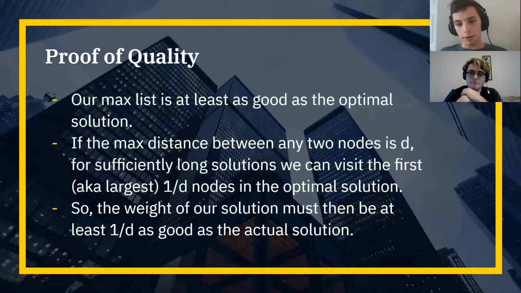And if we consider a graph with connectivity D, we know that the length or the distance between any two nodes in our goal list, in the list our algorithm produces, will be at most D. So at least 1 over D of the goal nodes will be in our algorithm generated list of nodes to visit. And because these nodes will be the maximum 1 over D percentage of the goal list, it will be at least 1 over D as good as the ideal.